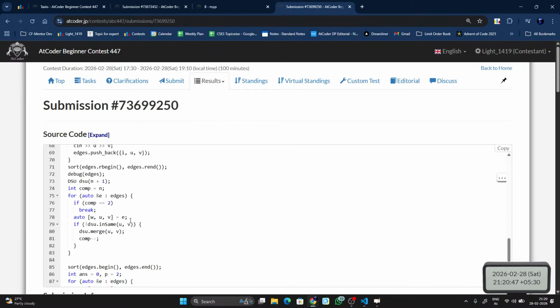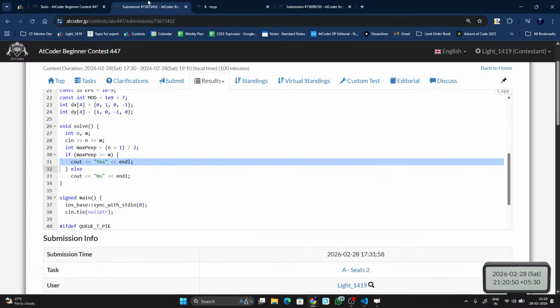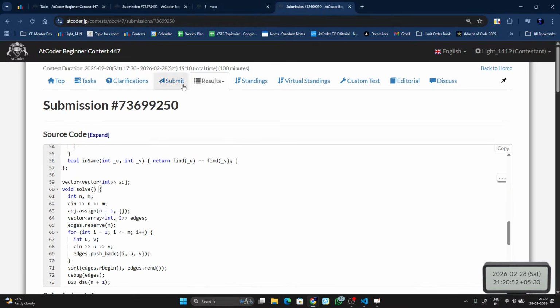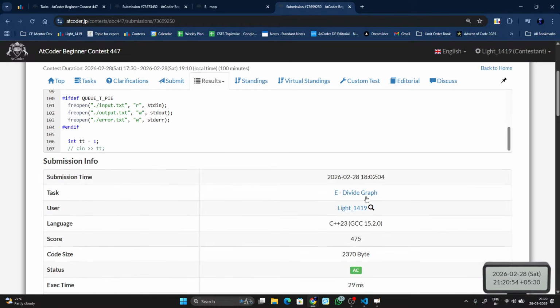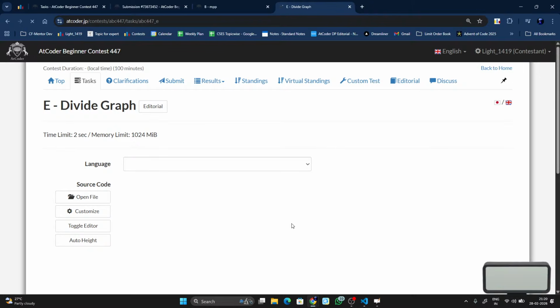So this was the whole solution from problem E of today's contest. I hope you get this solution. If there are any doubts, please let me know in the comments and I'll be sure to clarify.